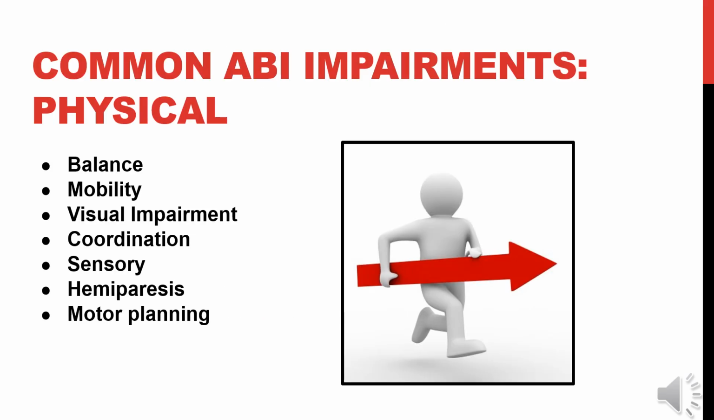Let's consider some common physical impairments within the ABI population and how they may impact functional mobility, transfers, and one's risk of falls. Common impairments include impaired balance, mobility issues such as unsteady gait, visual deficits or impairments, poor coordination and/or poor proprioception, impairments in motor planning, sensory deficits, hemiparesis, and impaired range of motion.